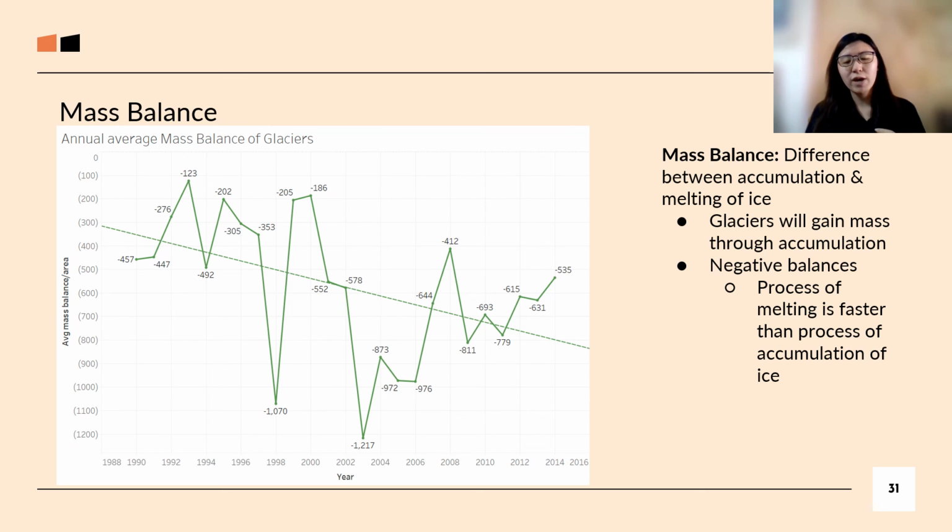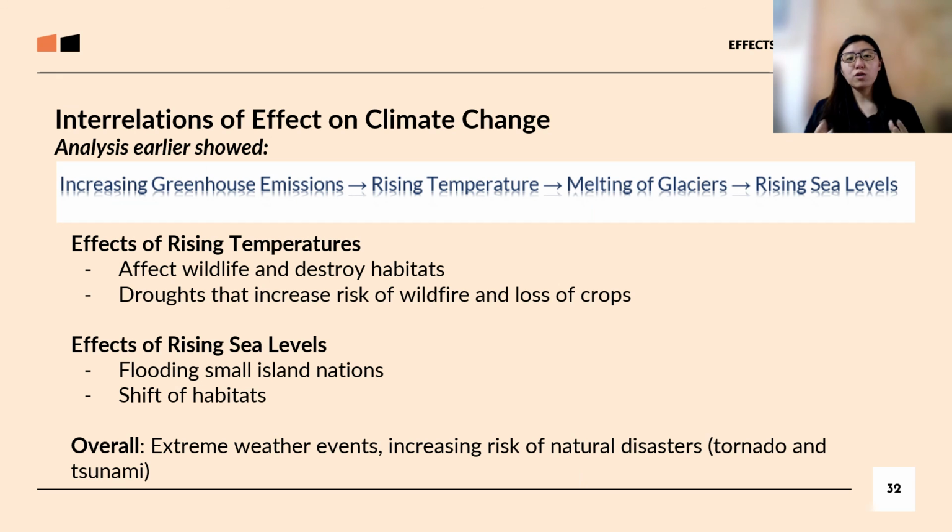To conclude, our overall analysis earlier showed the interrelations of the effect of greenhouse emissions on climate change, which in short could be understood as the increasing greenhouse emission could result in rising temperature, as there are more greenhouse gases present in the atmosphere trapping more heat, and the rising temperature would further result in the melting of glaciers, and lastly, the melting of glaciers would eventually result in rising sea levels.